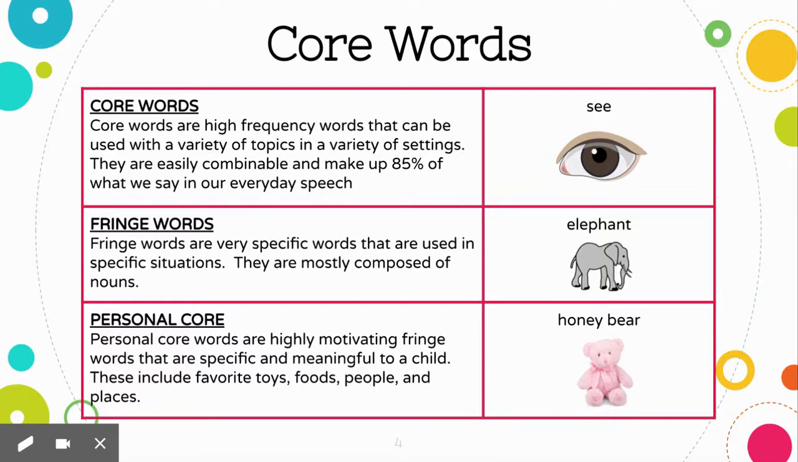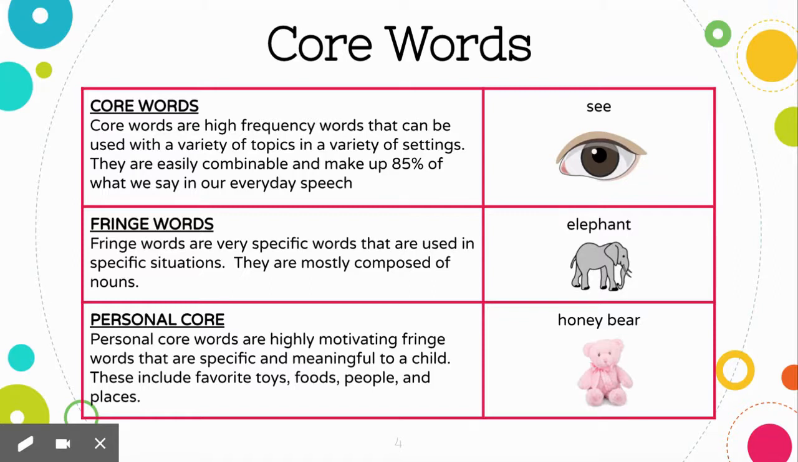Fringe words are situation specific and composed mostly of nouns. Things like animals, the names of planets, foods, and toys are all fringe vocabulary. Personal core words are words that we add to the device that are specific to your child, things that he or she loves to talk about. These can be people, toys, food, places, or anything else they might be interested in or enjoy.